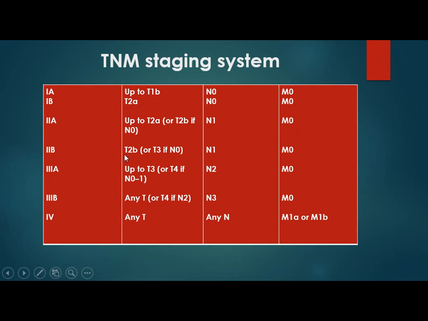Stage 2B: T2B if there is lymph node involvement, or T3 if no lymph node, no metastasis also. Stage 3A: up to T3 or T4; T3 if N2, or T4 if N0 or N1, no distant metastasis. 3B: any T, or T4 if N2, not N3, no distant metastasis. For any T, any N, M1A or M1B. So any metastasis is stage 4? Yes.